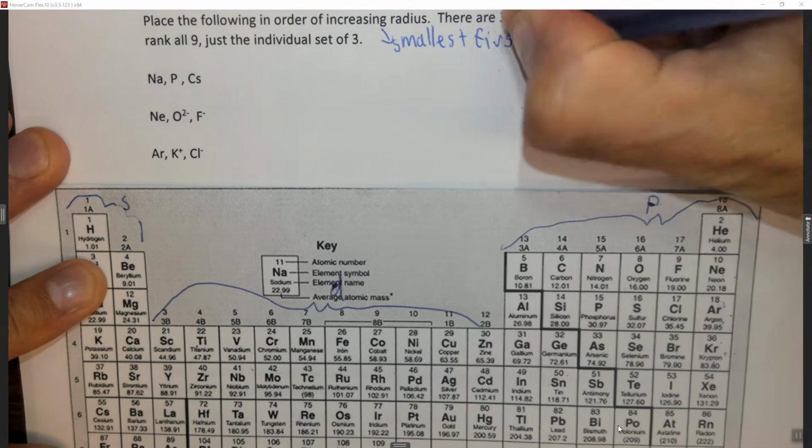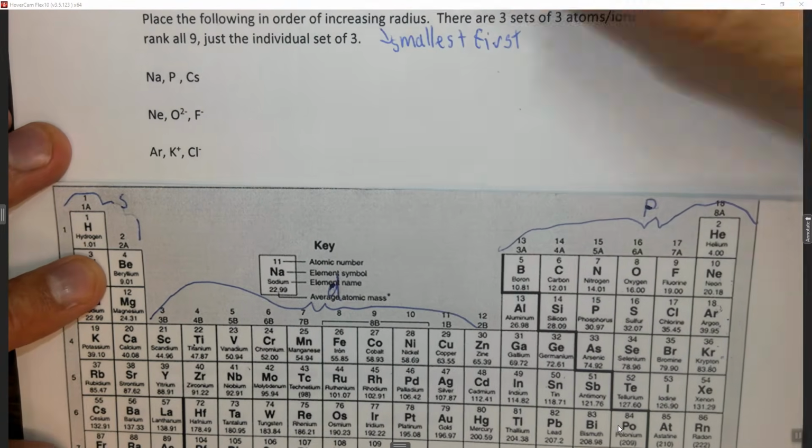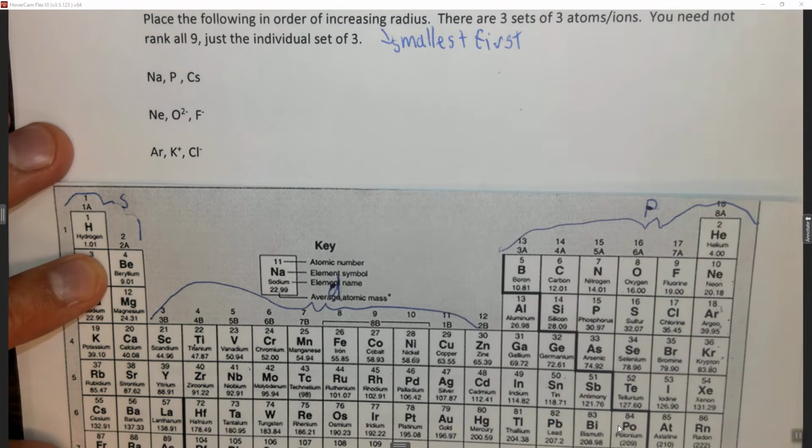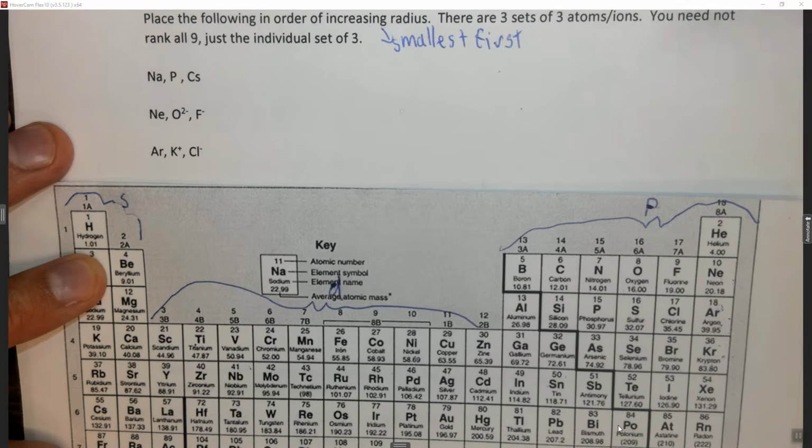first. And there are increasing and decreasing questions on these types of quizzes and tests. So it's really important that we know smallest first or biggest first. So if it says increasing radius, do smallest first. All right, let's take a look at this.